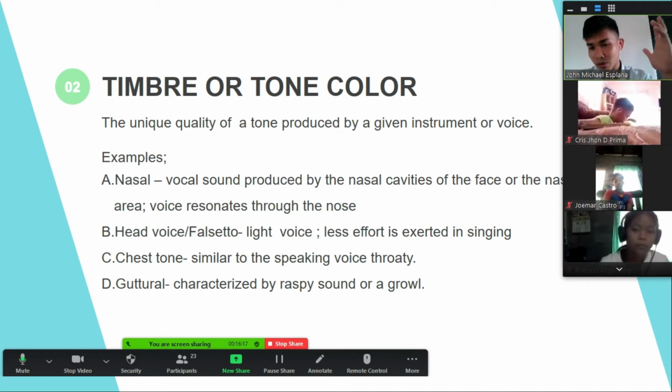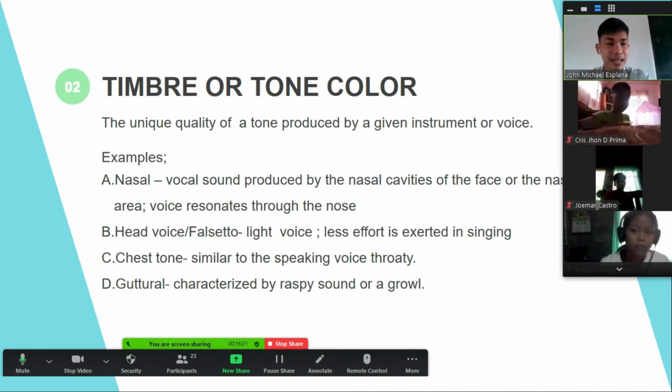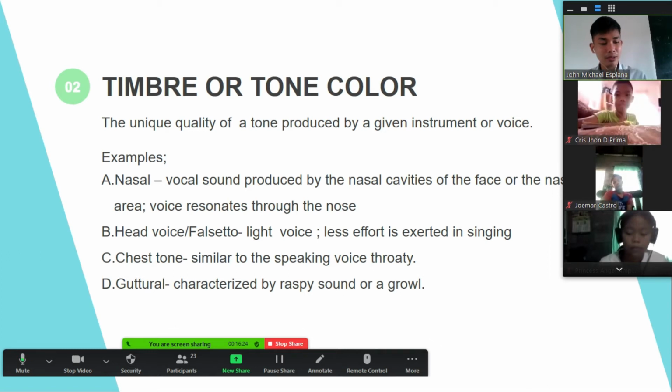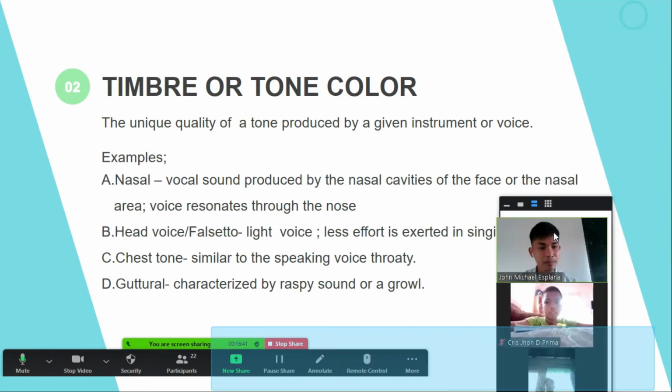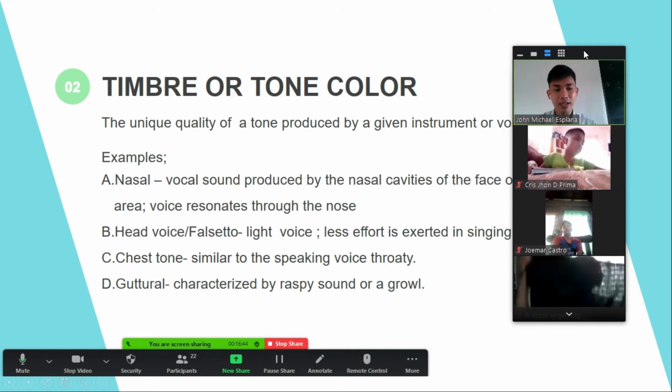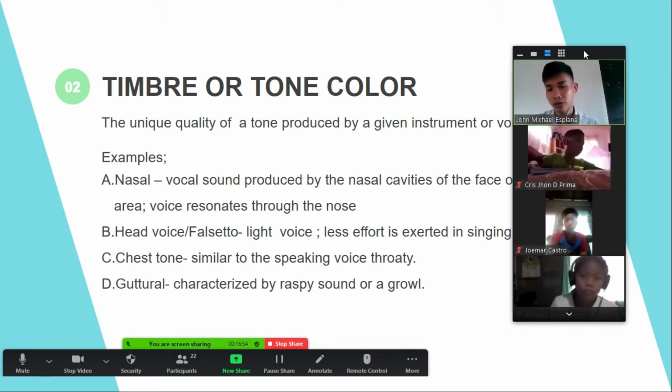So, you choose among these 3. Number 1, we have the nasal. Nasal comes from the word nose. That means a vocal sound produced by the nasal cavities. The sound comes out from your nasal cavities, or of the face or the nasal area. Dito sa may ilong. You can try that, yung boses na parang pinapalabas sa ilong. So the voice resonates through the nose. So that is for nasal.